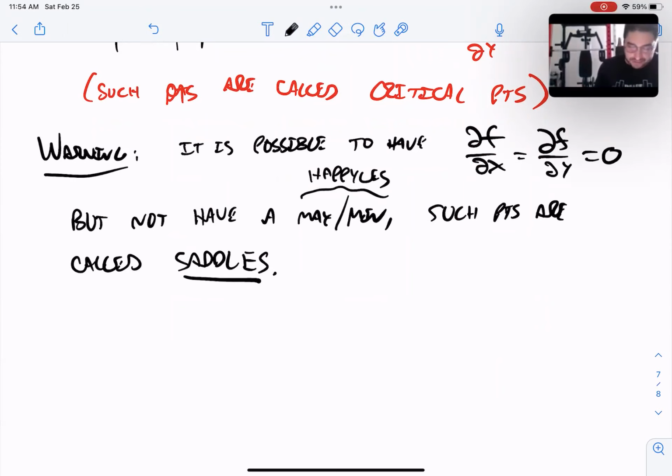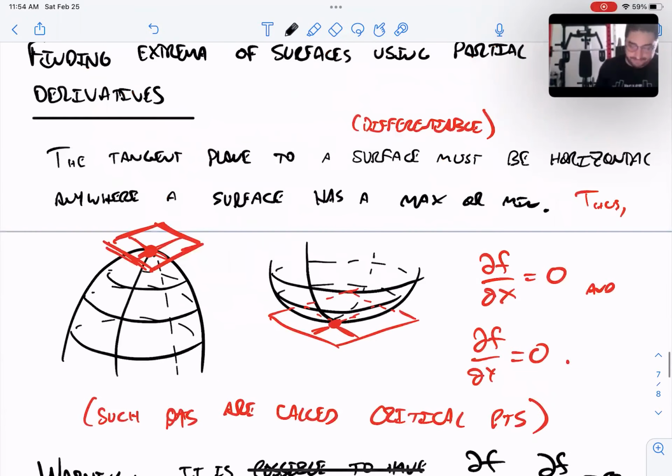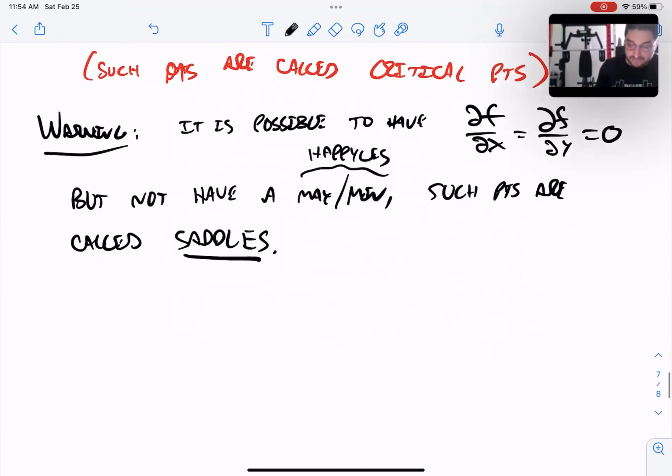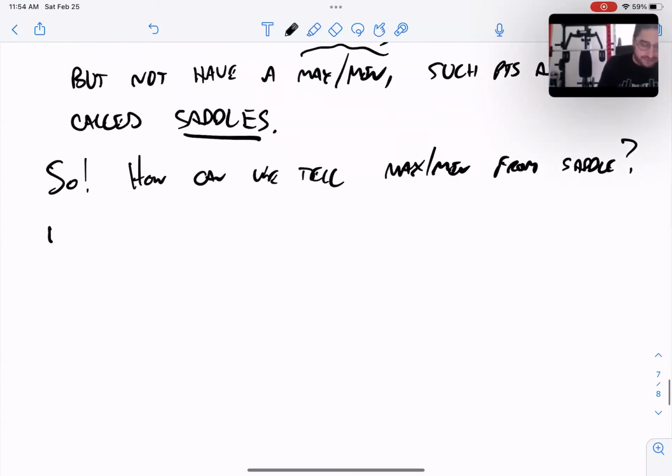Okay, so let's go on to our algorithm for determining these. How can we tell, without just drawing the graph and plotting lots of points or appealing to a computer algebra system, a max versus min from a saddle? Well, it turns out you have to look at second derivatives.